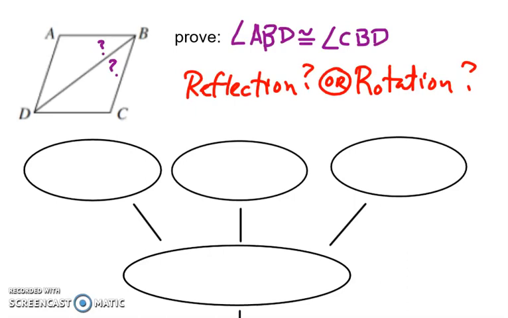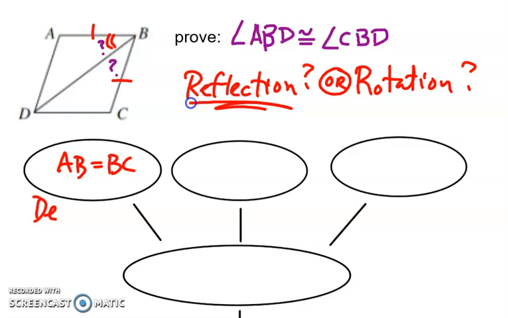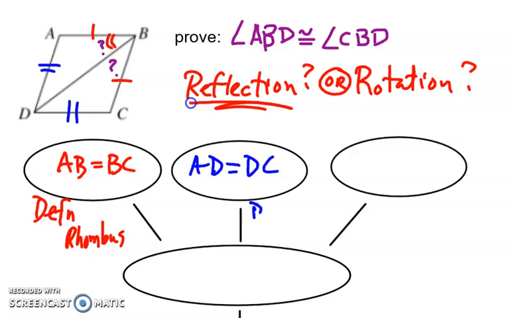So this proof would be done much better as a reflection. Because it's a rhombus, all 4 sides are equal. Because I want to prove the triangles are congruent, I want AB to fall on top of BC. Because again, if I look at it as a reflection, then I'm going to put the angle here, the first question mark, on top of the other angle with the other question mark. And so those two segments are equal to each other because the definition of a rhombus states that all 4 sides are equal. And then I can let AD be equal to DC for the same reason, definition of a rhombus.